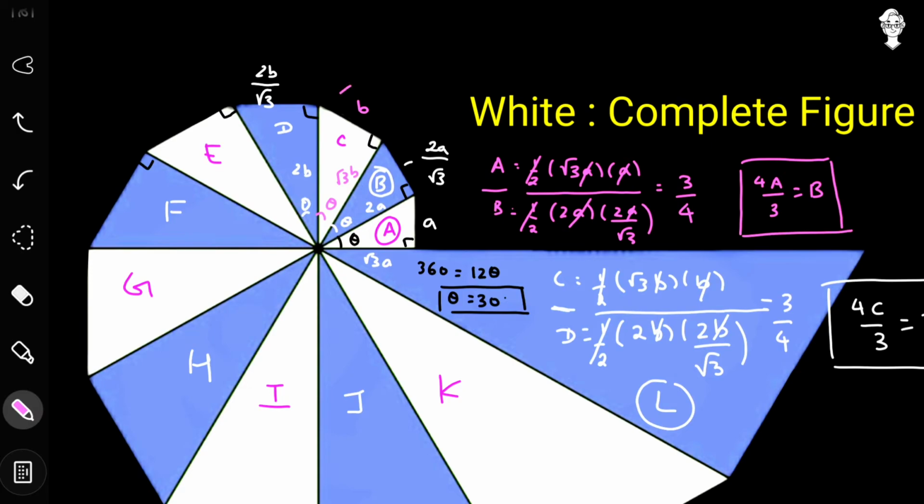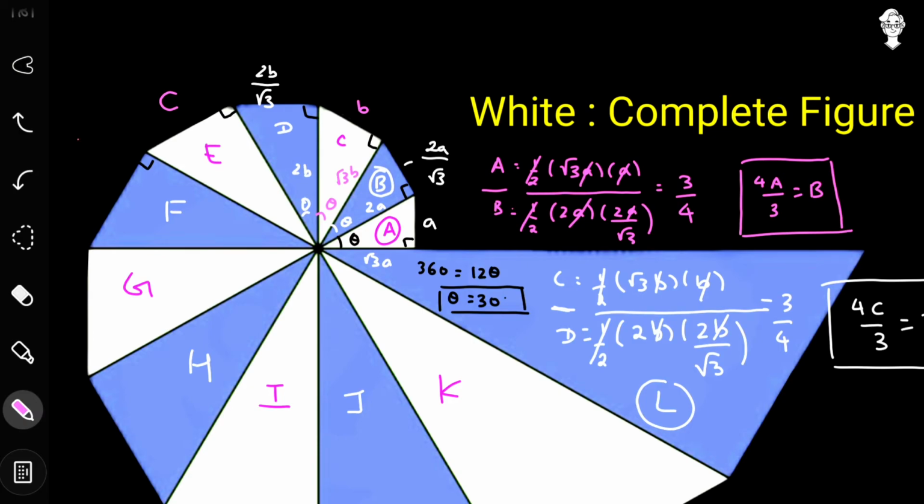We took the height of this right angle triangle as B, got all the things between these two continuous triangles in terms of B. We got the same ratio, that 4 times C upon 3 is going to be equal to D. So similarly, if I take the height of this triangle that has area equal to E as C, we'll get all the things between these two triangles in terms of C, and they are going to be the same numbers.